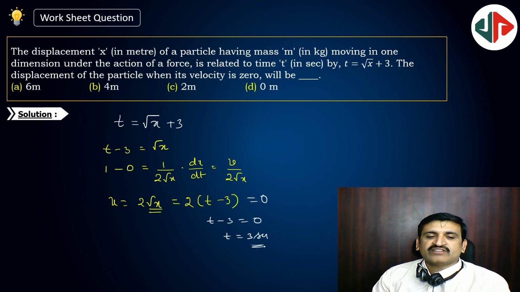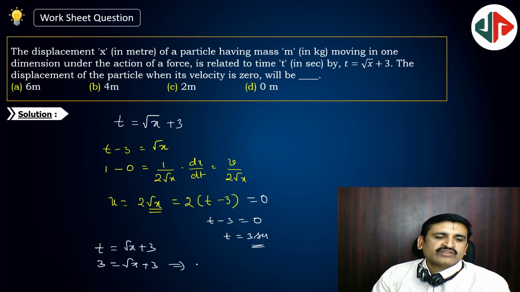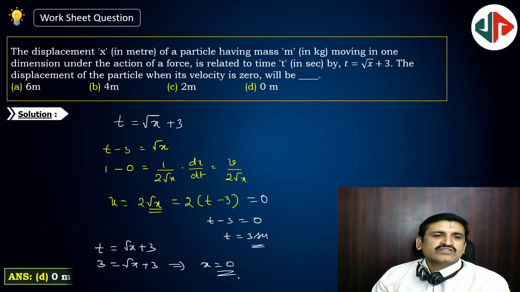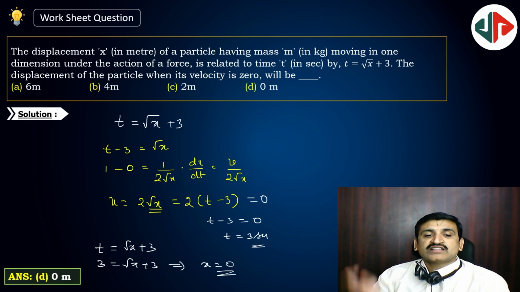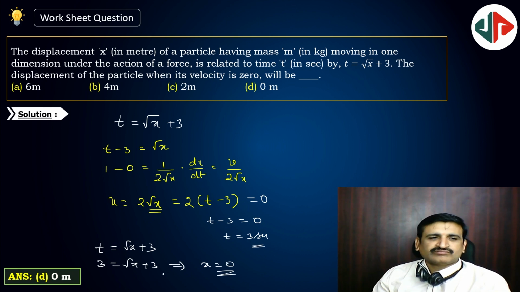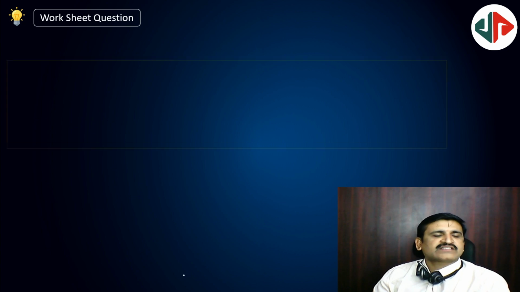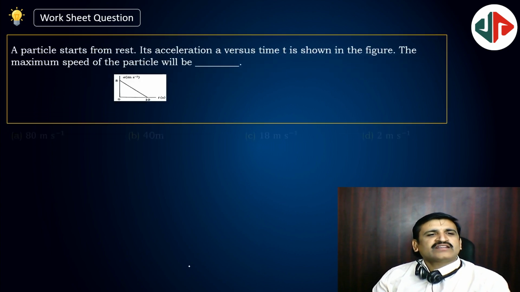At t equal to 3 seconds, velocity becomes 0. What about its displacement? Put 3 there. So t is equal to root x plus 3. Here I am substituting 3 equal to root x plus 3. We are going to get x equal to 0. So x is equal to 0. Yes. So the velocity 0 time I found, and that time I substituted in the x function. Yeah. Next, a particle starts from rest.